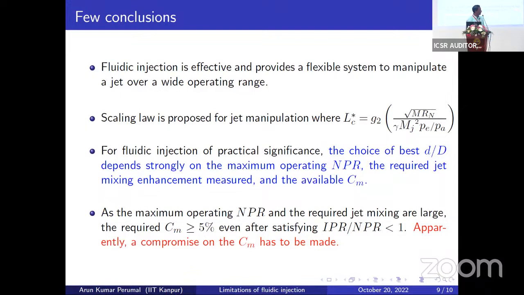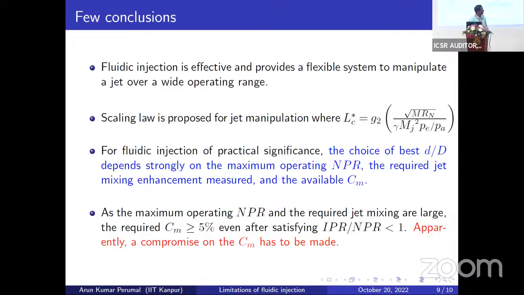So to address these limitations, we proposed a scaling law. This scaling law conveys what conditions have to be taken care of when designing injectors for full-scale application. But as I said at the beginning of the slide, even though we are able to satisfy the injection pressures based on the scaling law, we are not able to meet these particular conditions.